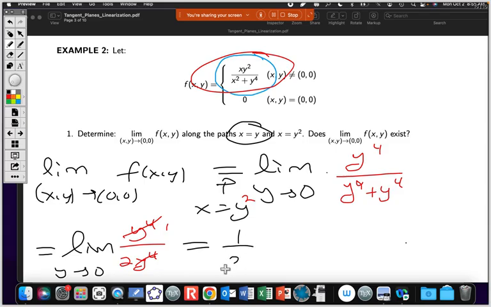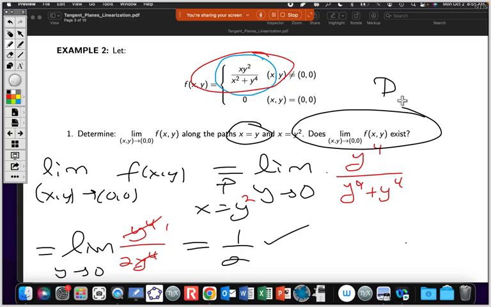I cancel. I just get a half. So does the limit as you come into the origin exist? Along one path we get 0, along the other path we get a half. So that means the limit what? Does not exist. Yep. So this means that the limit doesn't exist. That means that the function's got some sort of fundamental thing going on there that screws it up. It's not continuous.